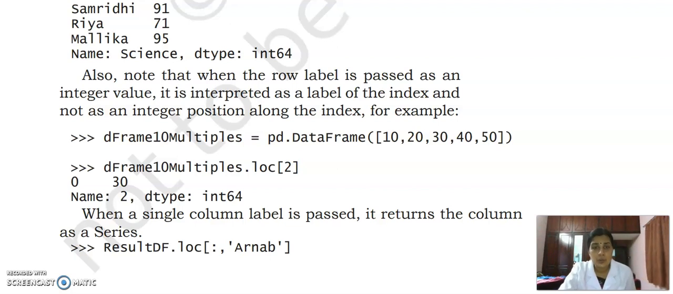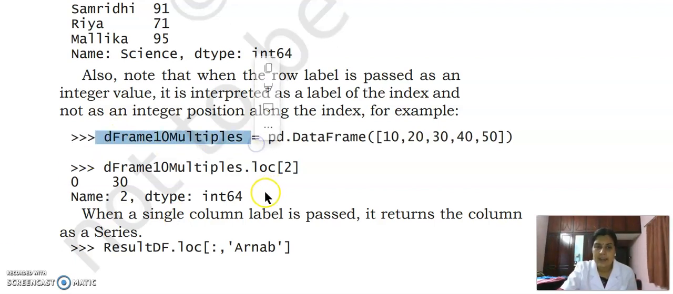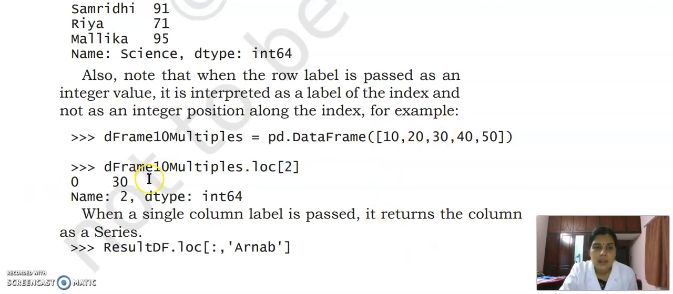Again, we can use an index, that means an integer position along the index. For example, here DFrame 10 multiples equals pd dot DataFrame of 10, 20, 30, 40, 50. So DFrame 10 multiples is the data frame name. Then we use the index as an integer, that means LOC of 2. We can give any value. 2 means 0, 1, 2, that means 30. Then the output will be 0, 30.